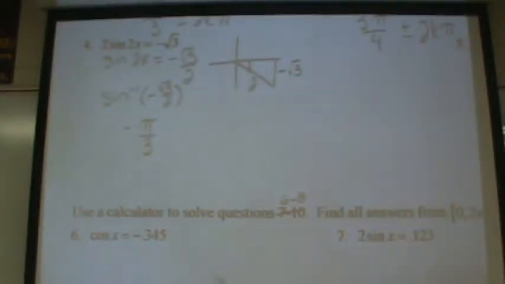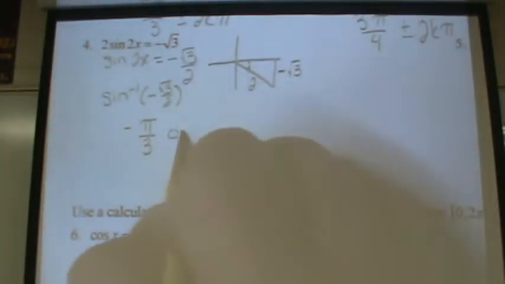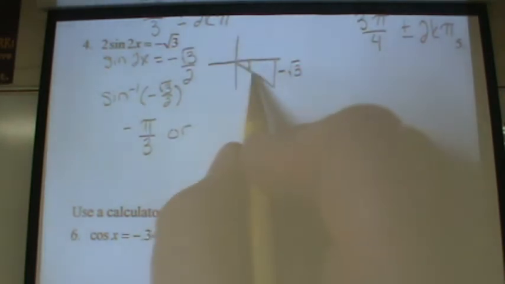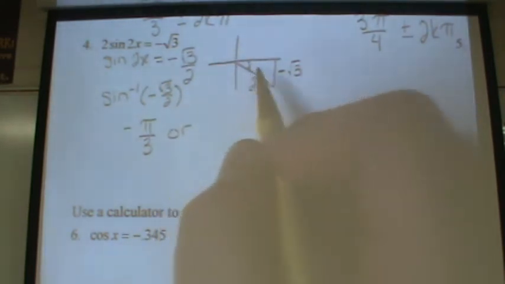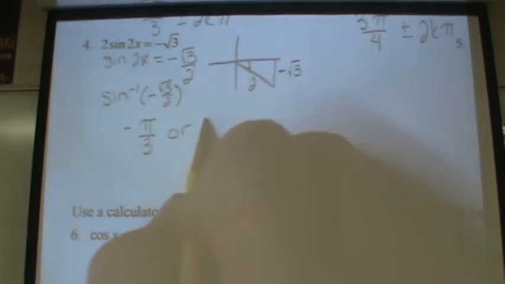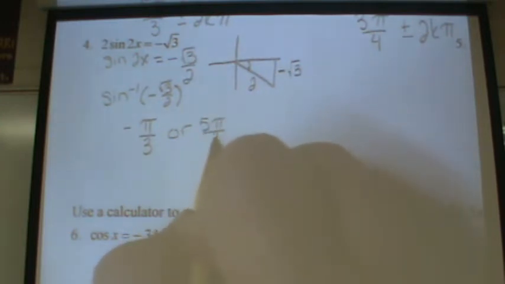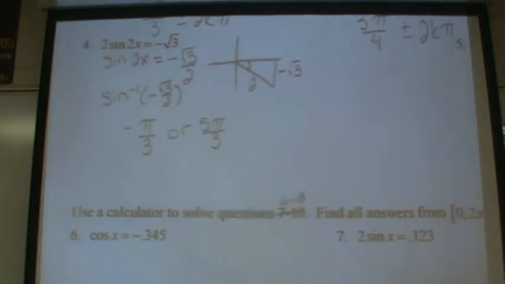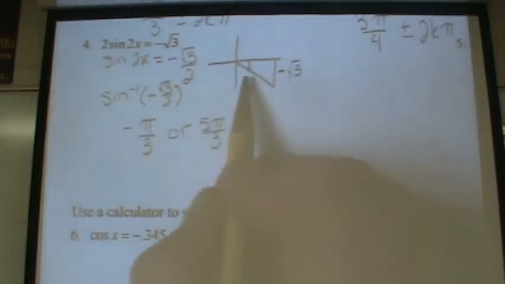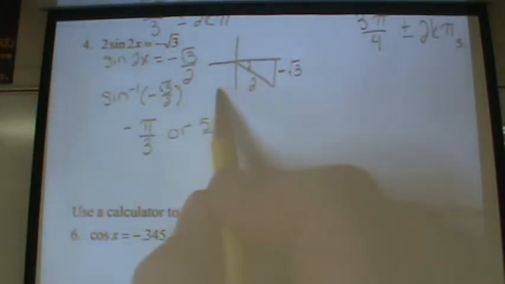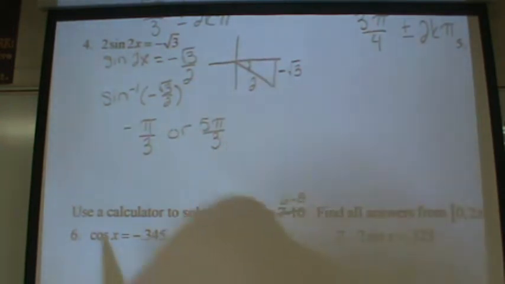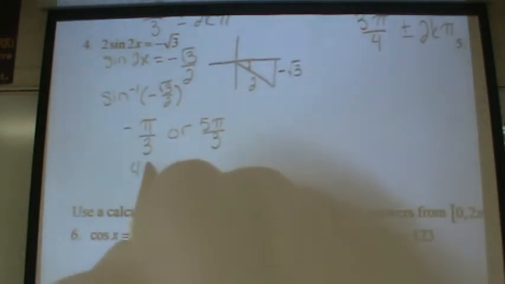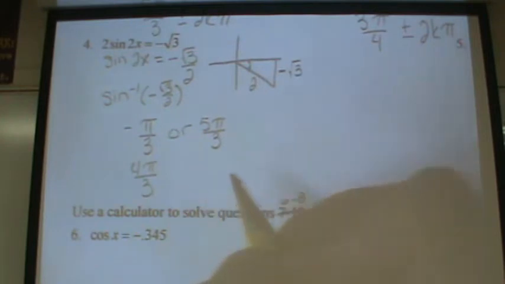Another name for that negative pi over 3 is your pi over 3 angle in the fourth quadrant, which is that 5 pi over 3 again. So either one of those gives you that angle. And then sine is also negative in the third quadrant, and that angle is 4 pi over 3.